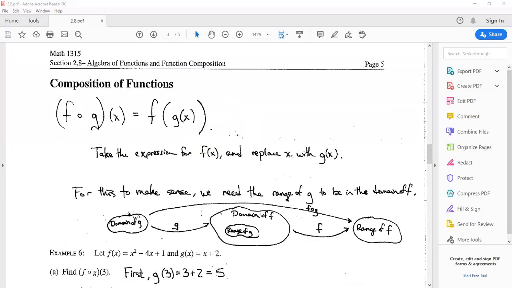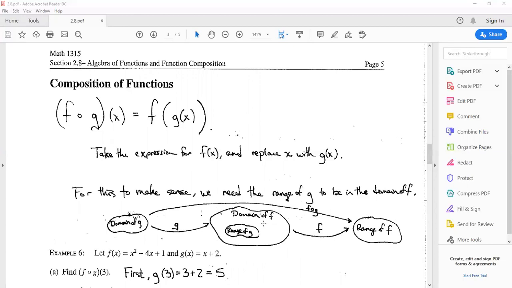So the classic picture that they like to draw for this is that here's the domain of g, all the x values that are admissible for g. And then you apply g and take those x values to g of x. And the range of g, all those g of x values, needs to be inside the domain of f. And then from there, you can take f of just those g of x's, and that will take you somewhere into the range of f.